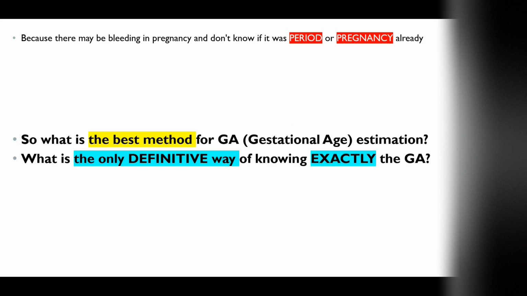Yeah, so we don't know if it's period or if it's pregnancy. We don't know what the blood means. Maybe there's some tumor or something else. Just seeing blood does not mean that it was your last period. Maybe it was something else, okay?